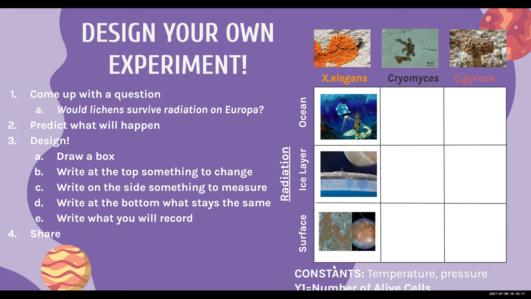The thing that I'd probably change or do to the organism is remove a piece of it. And then the thing to measure is, would it stay alive or would it go into its hibernation state? Not sure. And then what stays the same is the amount of lichens that I will use, so it's not drastically changed. And that's what I came up with so far.